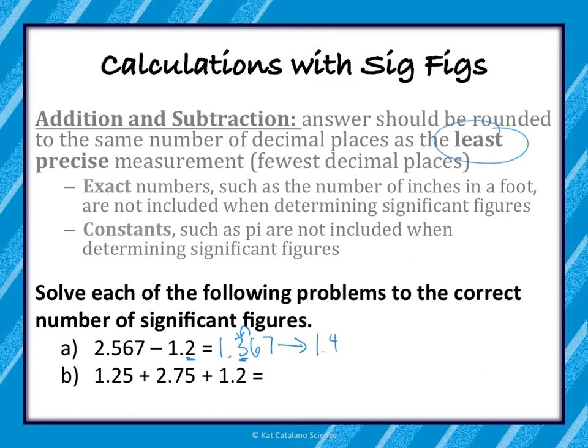In my second problem, I have, this is 2 decimal places, this is 2 decimal places, but this is only 1 decimal place, so I'm going to have to round to the 10th place again. And that actually works out because when I add those together, I'm going to get 5.2, which is actually already rounded to the correct number of significant figures.